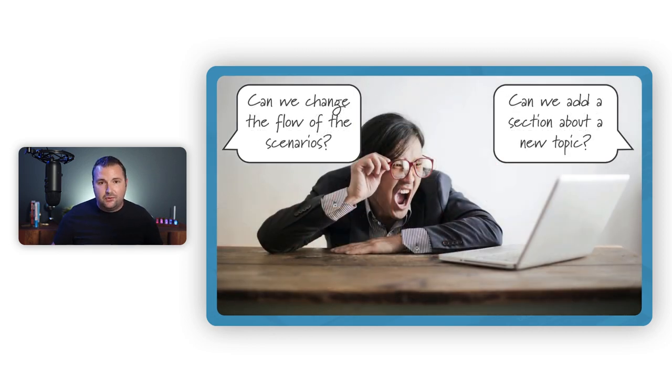The reason you start with a storyboard is so that when your stakeholder or reviewer comes to you and says, hey, can we change the flow of those scenarios? Or can we add an extra section about this new topic I didn't tell you about at the start of the project, right? You don't have to start redeveloping that course. You can start doing it in your storyboard. It's easy to edit those words in the storyboard before you move into development, so that everyone's on the same page about what you're gonna build before you build it.